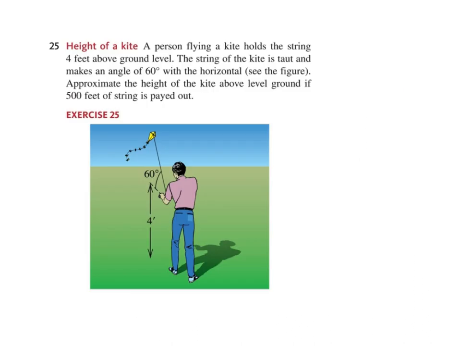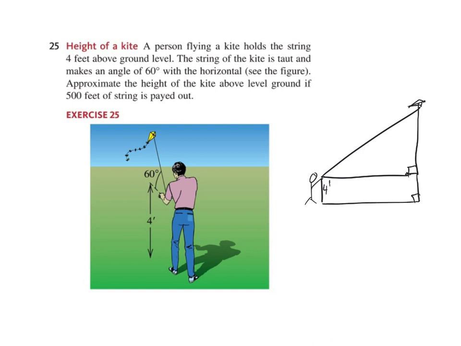And to whet your appetite, let's just look at number 25. A person flying a kite holds the string 4 feet above the ground. All right, so here's your person. This is 4 feet. There's the kite. Okay, so this is 4 feet here. The string of the kite is taut and makes an angle of 60 degrees with the ground. Approximate the height of the kite above level ground if 500 feet of string is pulled out. 500 feet of string, that's a lot of string.